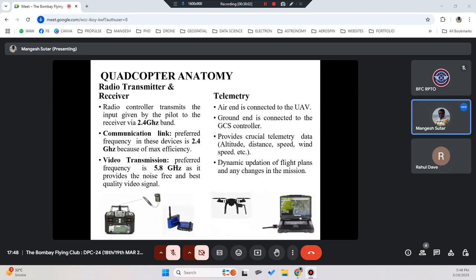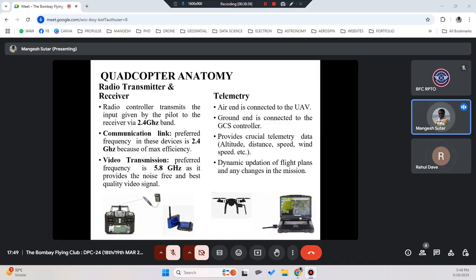Okay. So now after seeing all the important components, we need another topic about the radio transmitter and receiver. As we said earlier, radio controllers transmit the input given by the pilot to the receiver via 2.4 gigahertz. That's why we had that spectrum, where we talked about which range the controller is going to talk in. So it is 2.4 gigahertz, ultra high frequency. The communication link's preferred frequency in these devices is 2.4 gigahertz because of the maximum efficiency.